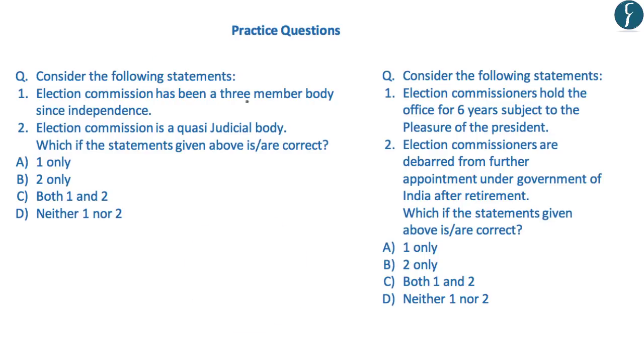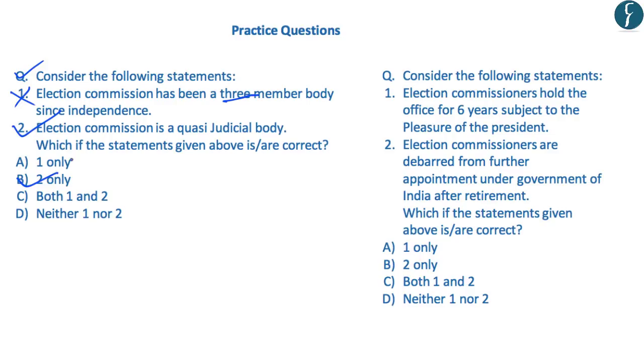The first question reads, consider the following statements. The first statement reads, Election Commission has been a 3-member body since independence. This statement is incorrect because this has been a 3-member body since 1993 only, and also it was a 3-member body between 1989 and 1990. The second statement reads, Election Commission is a quasi-judicial body, which is a correct statement because it advises the President on the matters relating to disqualification of the members of Parliament, which is a quasi-judicial role for the Election Commission of India. So the correct answer is B, that is 2 only.